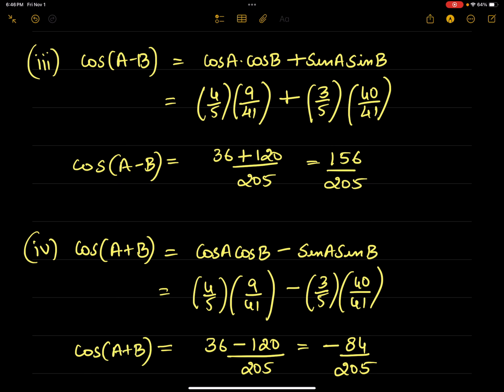So this is how we can apply the sum and difference formula of cosine and sine functions and arrive at an answer.